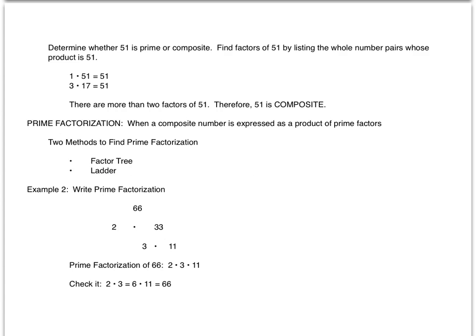Now let's determine whether 51 is prime or composite. We'll find the factors of 51 by listing the whole number pairs whose product is 51. We know that 1 times 51 equals 51, and we know that 51 is not divisible by 2. 51 is divisible by 3 because 5 plus 1 is 6, and 6 is divisible by 3. So 3 times 17 equals 51. And really at this point we don't need to do any further work, because once there are more than two factors of 51, 51 is composite.